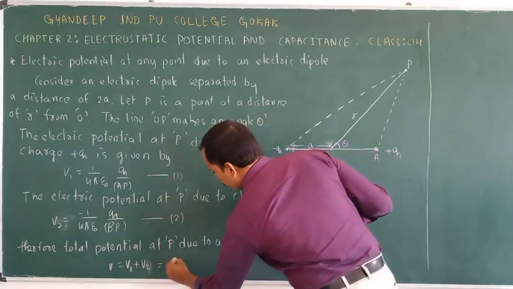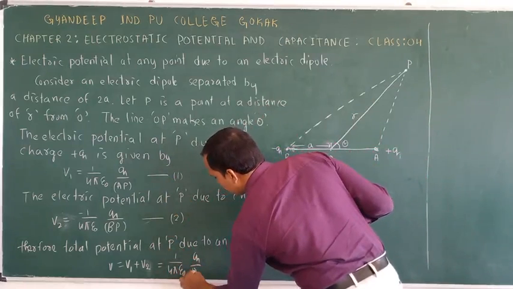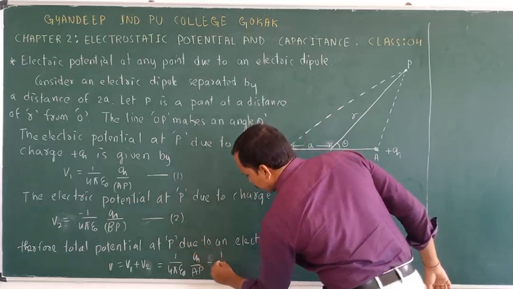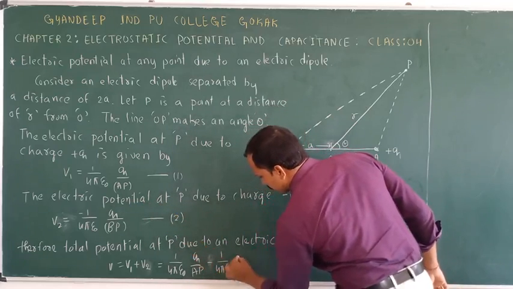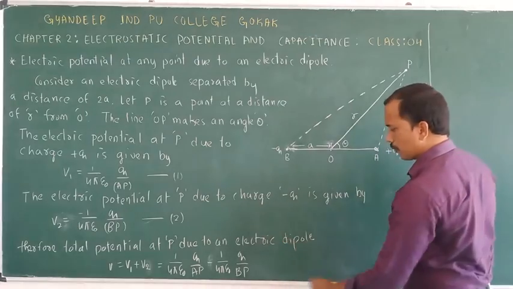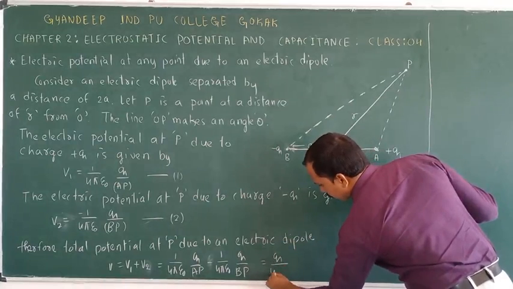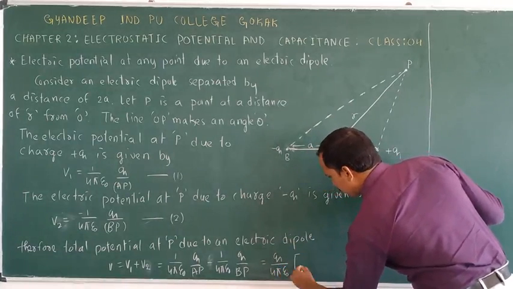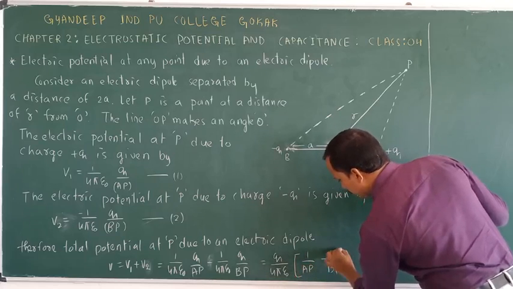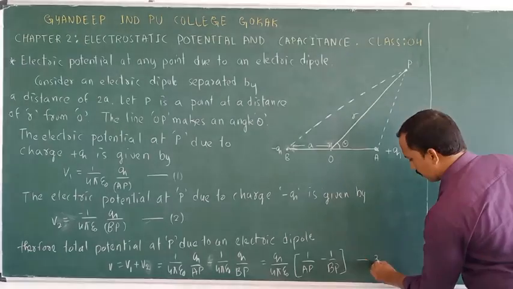Therefore V1 is 1 divided by 4 pi epsilon naught, Q divided by AP. Plus and minus are there, so you get a minus sign: minus 1 divided by 4 pi epsilon naught, Q divided by the distance BP. Taking Q divided by 4 pi epsilon naught as common, this is Q divided by 4 pi epsilon naught into bracket 1 by AP minus 1 by BP. This is the equation, you can take it as equation number 3.